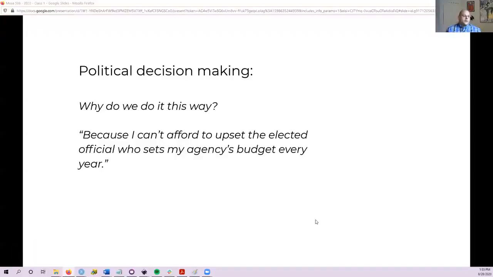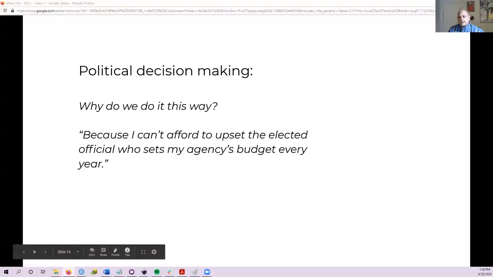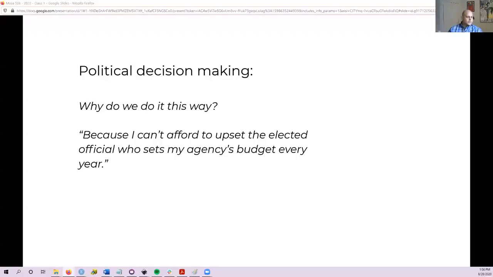Because I can't afford to upset the elected official who sets my budget every year. This is super common, and probably most common in the context of growth coalitions. For the planners among us who are familiar with this idea of growth coalitions, it is those that tend to have political capital who tend to be the ones who invest in cities, who invest in real estate. They tend to have the ear of representatives.